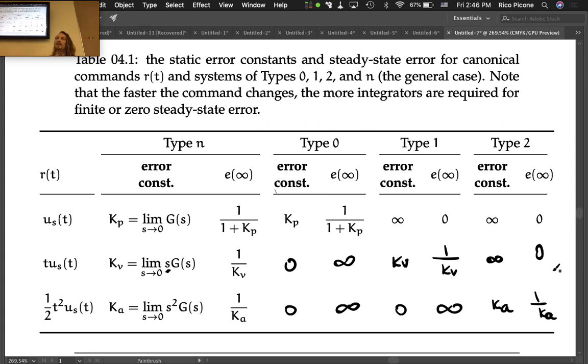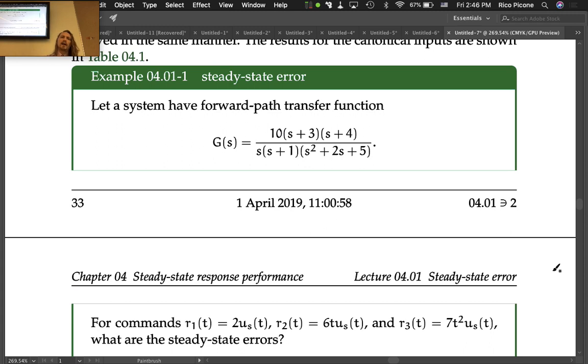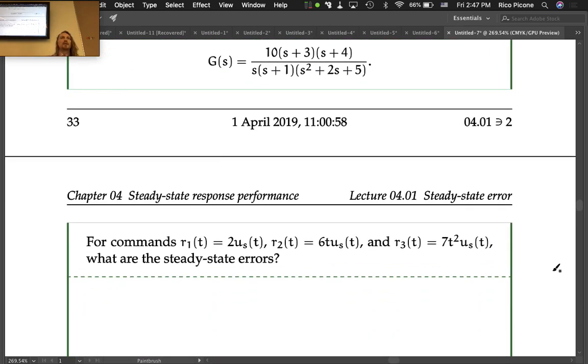So this is like a shortcut to the answer. We'll do this example here, and we'll see how easy it is to do this using the table. Let a system have for a path transfer function, such and such, with 3 commands: R1 being some scaling of the unit step function, R2 being some scaling of the unit ramp function, and R3 being some scaling of the unit parabola. What are the steady state errors?